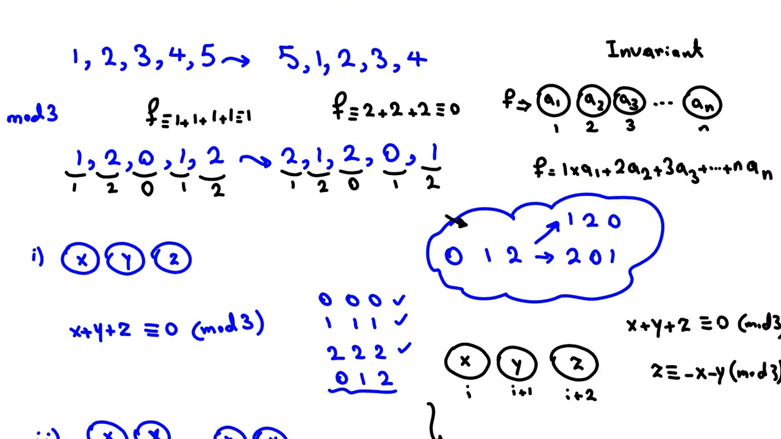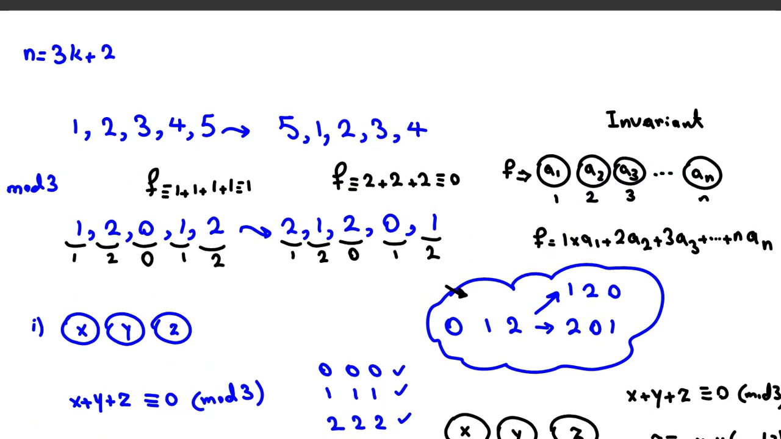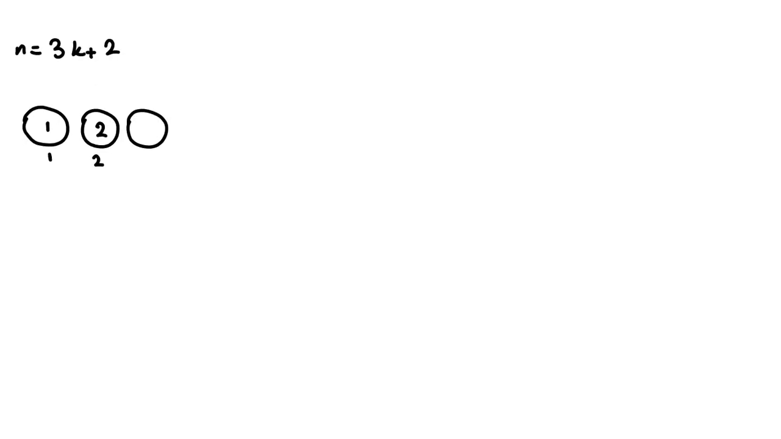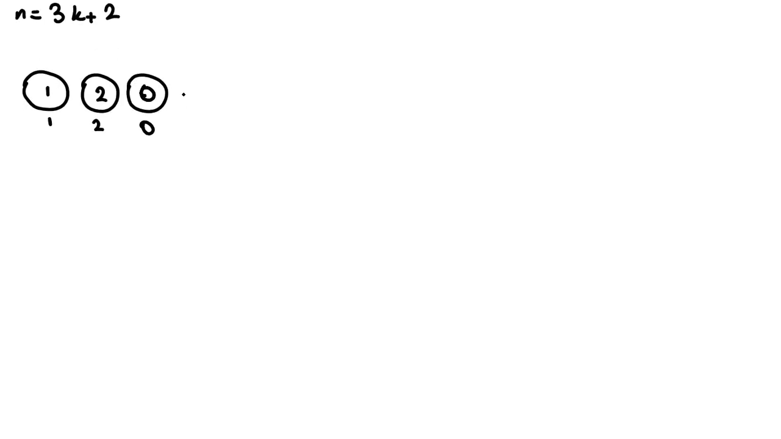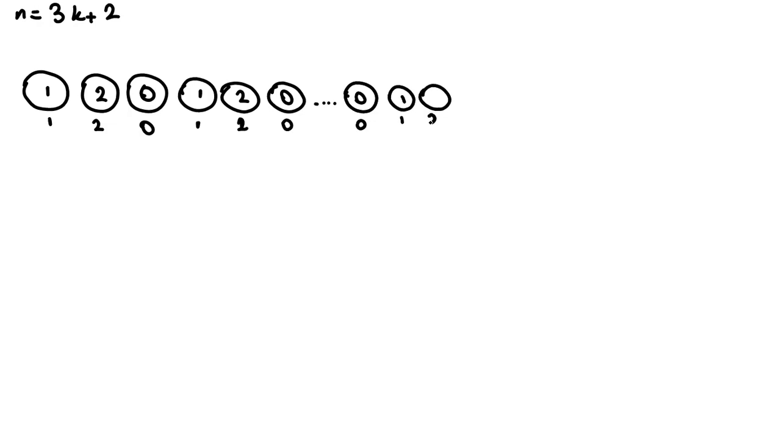Now we want to do this for the other case, 3k plus 2. So let's prove in general. Suppose n is 3k plus 2. The first configuration is, in first place, you have 1. In second place, you have 2. In third place, you have 0, 0. In fourth place, you have 1. In fifth place, you have 2. In sixth place, it's 0, 0. So for 3k plus 2, it is 0, 0, 1, 1, and 2, 2.